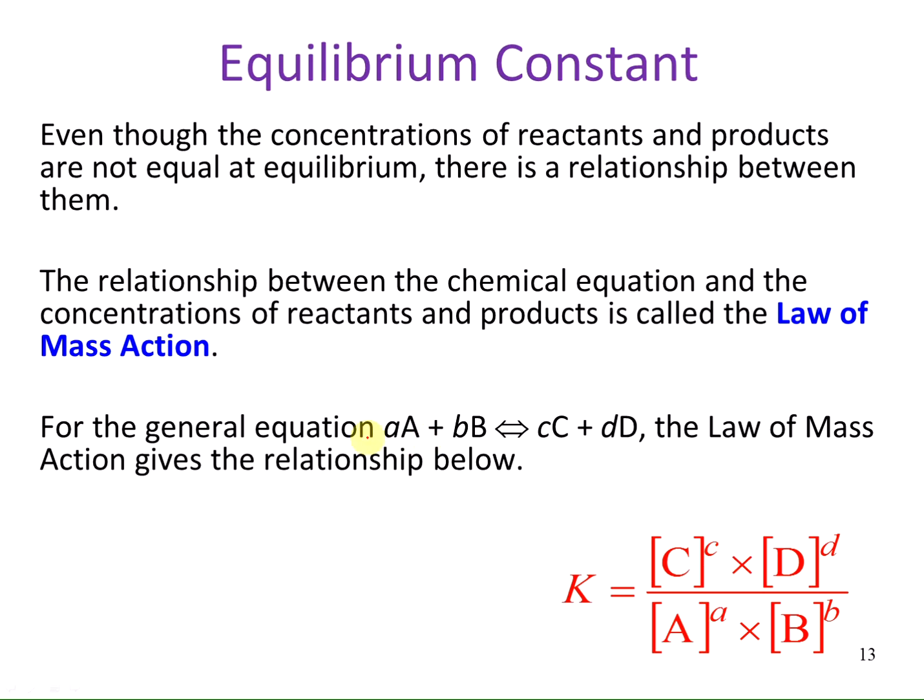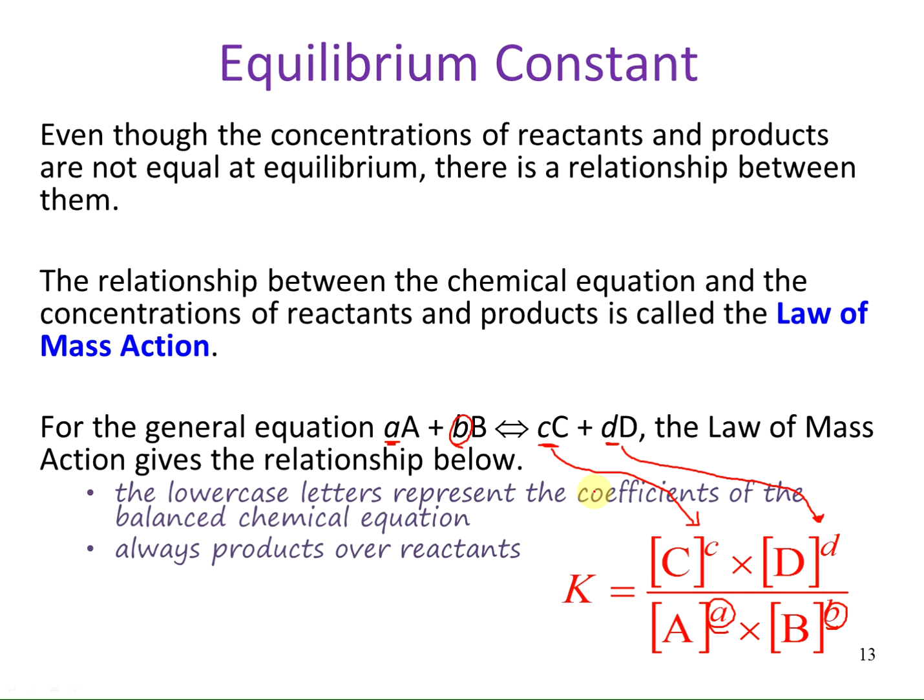Notice that if there's a coefficient, so the coefficient for A, we'll have this lowercase a, becomes the exponent on the concentration. And the coefficient for B also becomes the exponent. And again, the coefficient for C becomes the exponent here. And the coefficient for D also becomes the exponent. So be sure that your chemical equation is balanced, because the coefficients in front are very important to the mass action equation. You have to have the balanced chemical equation to write the correct mass action equation.